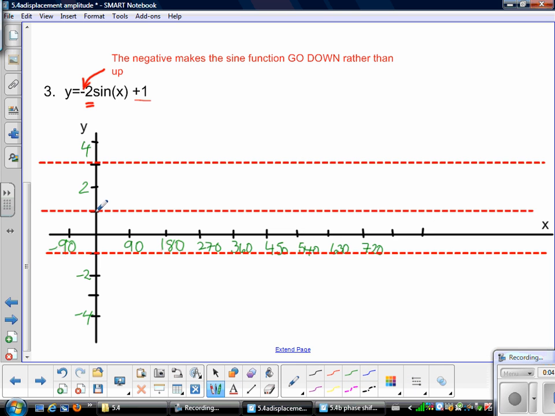So it starts in the middle, but instead of going up, it goes down first, then back up. So it still ping pongs the exact same way. It's just how we started the graph. Okay, and for negative 90, it would be at the highest point. Okay, so we have all our ping pong balls, if you want to look at it, our points done. And so now it's just a matter of drawing a nice smooth curve through them.